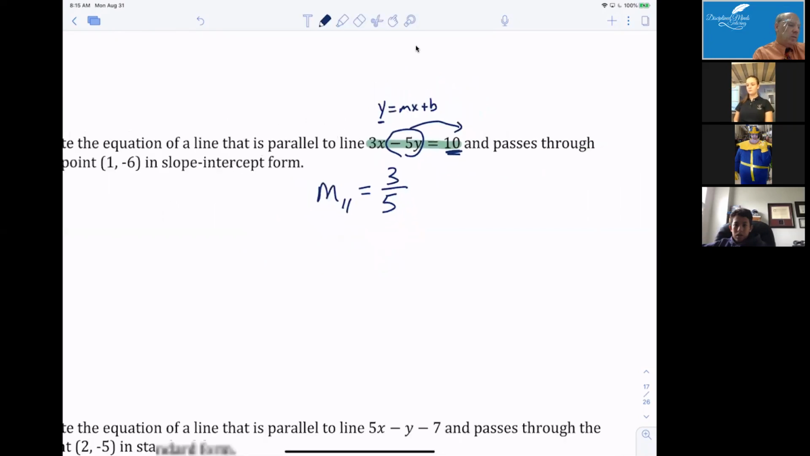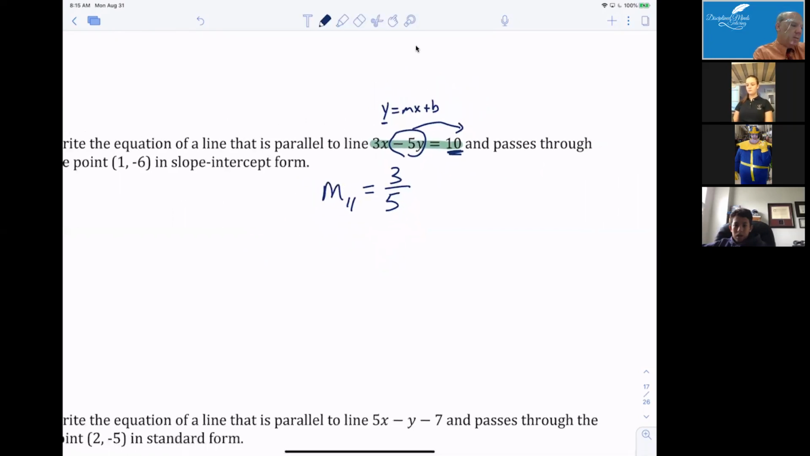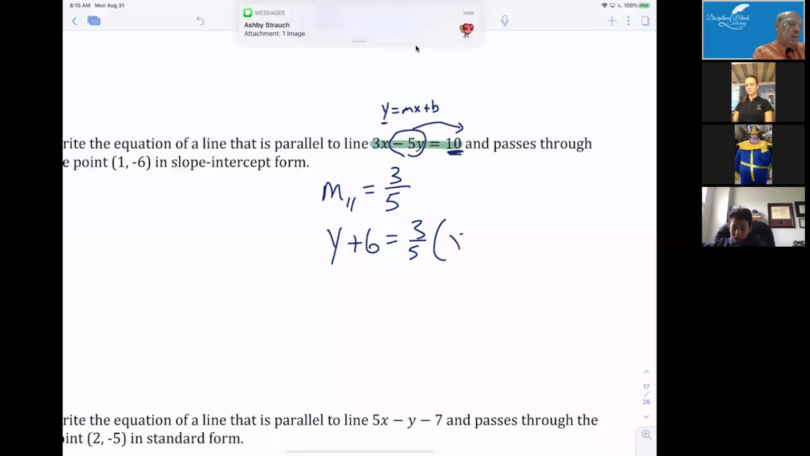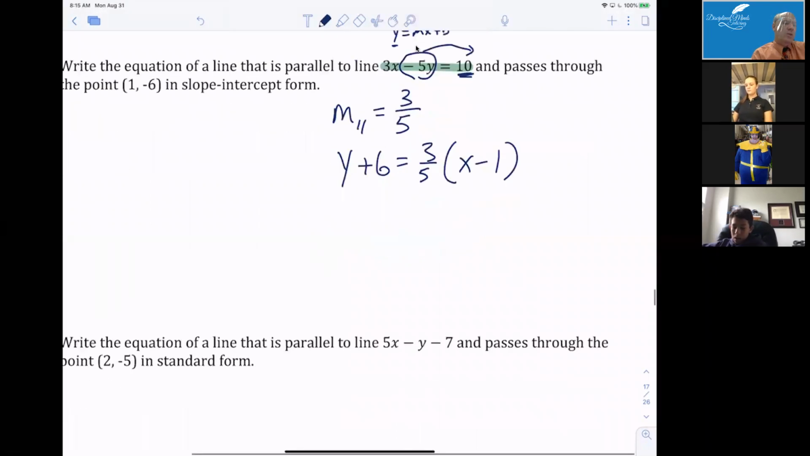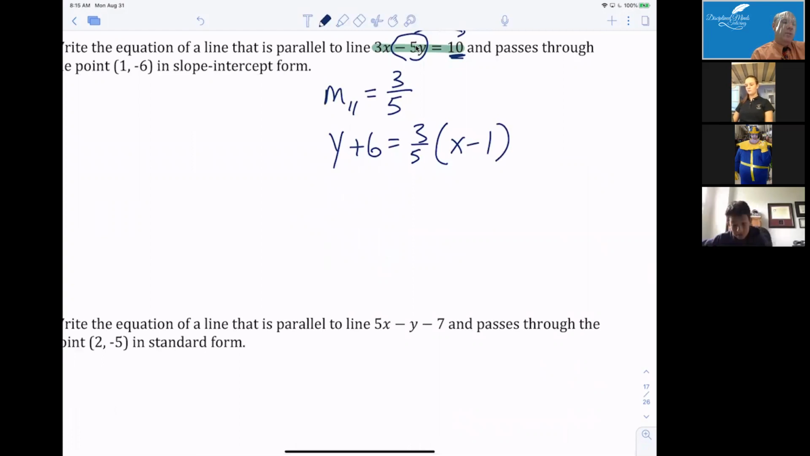All right, so now let's write the equation. And the equation is what? y plus 6 equals 3/5 x minus 1. All right, is everybody happy with that? Is that my final answer? No, it's not, because it's not written in the right form. So I have to distribute the 3/5. Now, is everybody comfortable with 3/5 x?